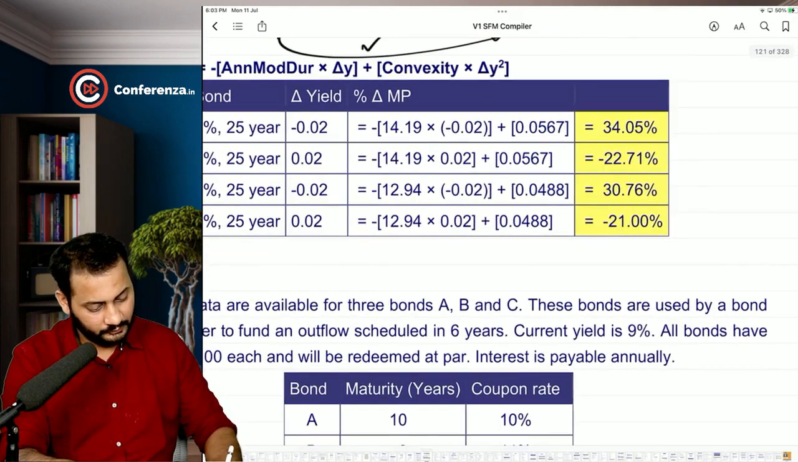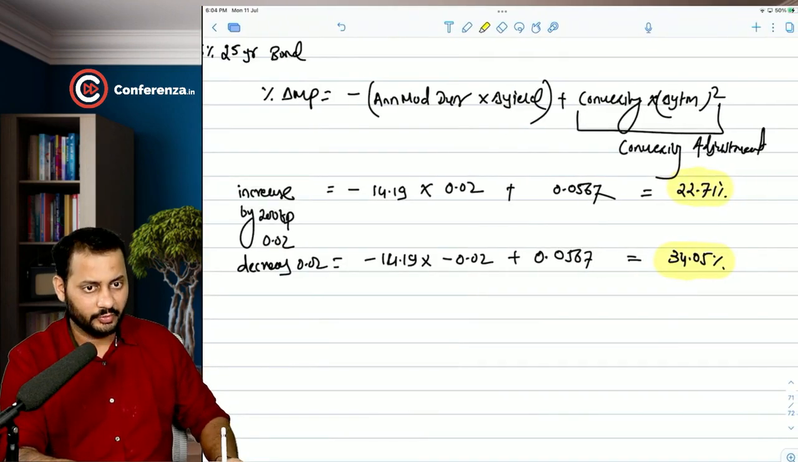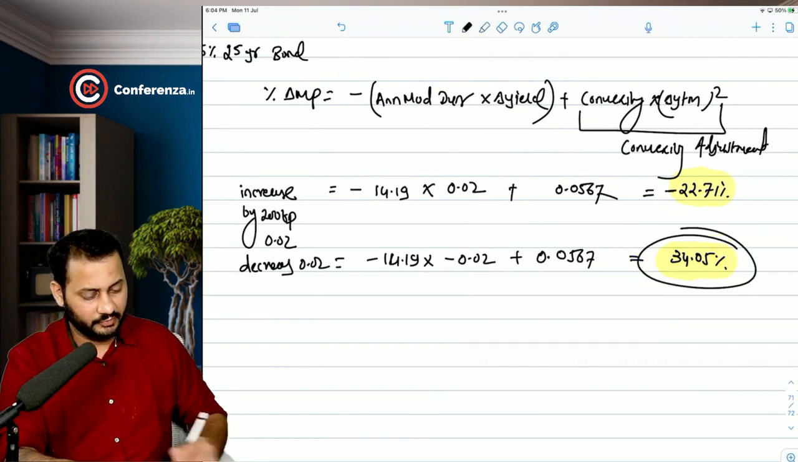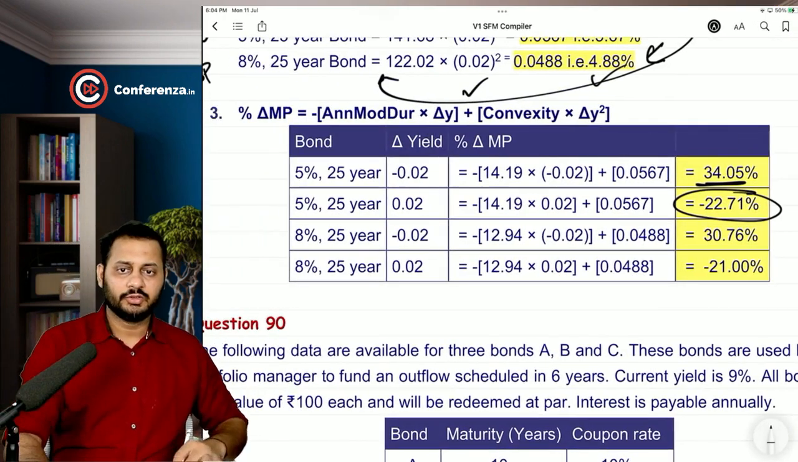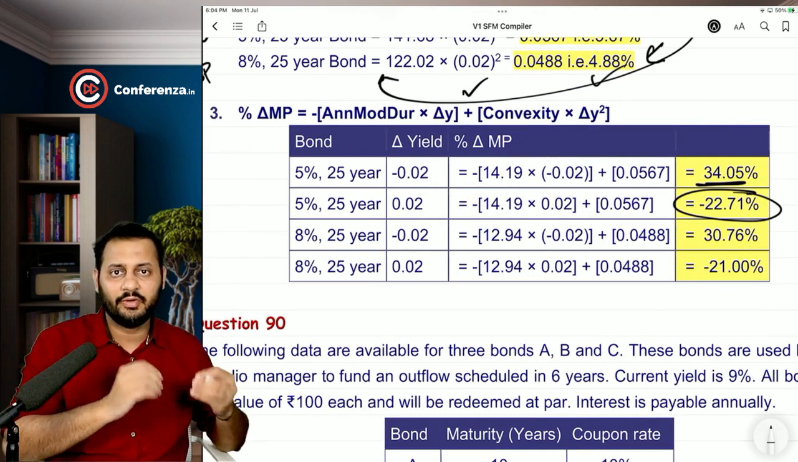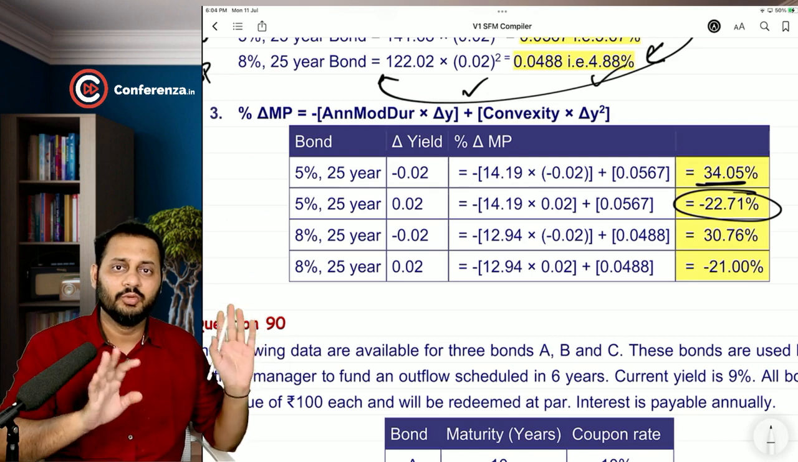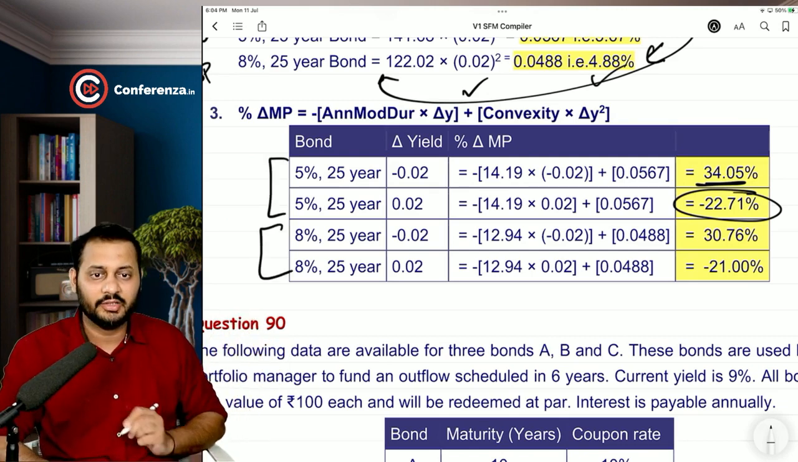Yeah, 34.05, 34.05, and 22.71% negative answer will be there. So they have also taken, because it is not clear in the question whether the 200 basis point is increasing or decreasing, they have written the answer in both ways. So whatever you want to take, you can take it. I calculated this one, you will calculate for the others.